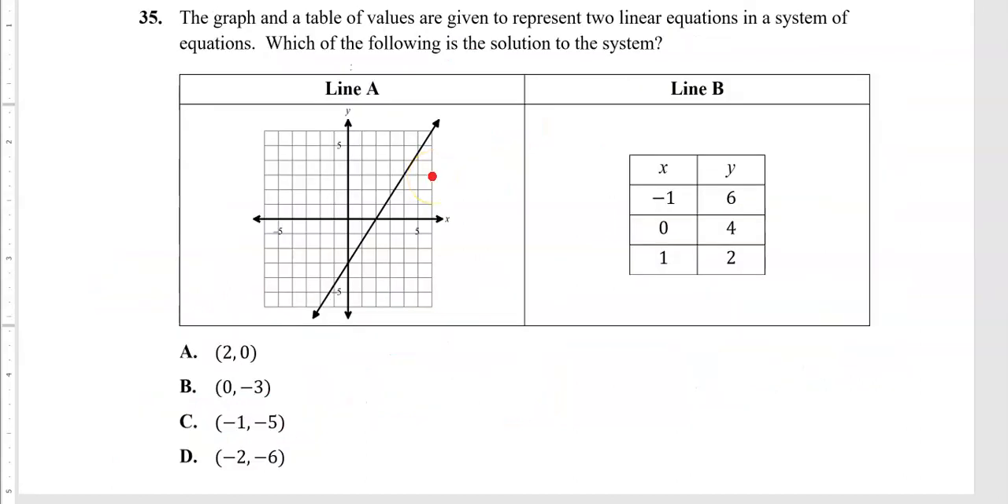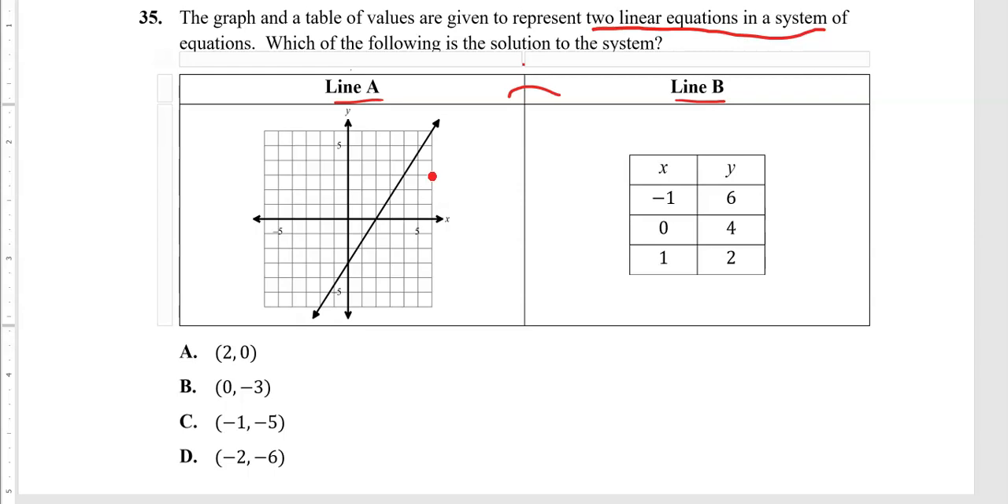All right, we have another systems of equations question here on 35. The graph and a table below show the values given of two linear equations in a system. So we've got a linear equation for line A and a linear equation for line B. And we want to figure out which of the following is a solution to the system. Meaning if I put the 2 together, okay, what is my answer? What's my solution?